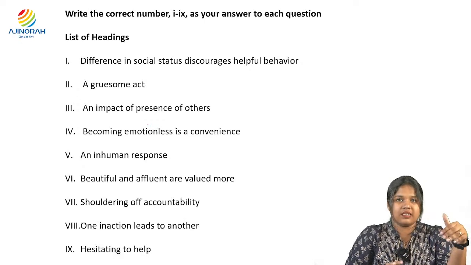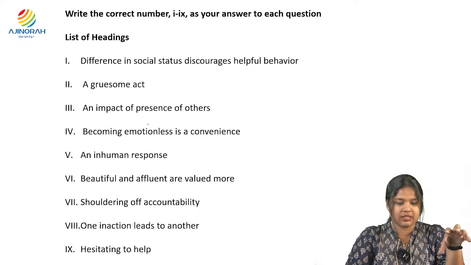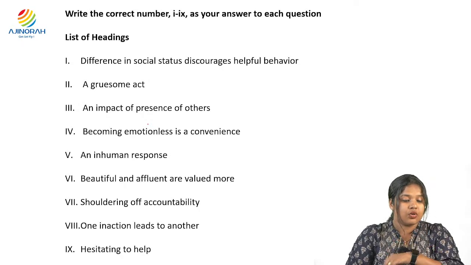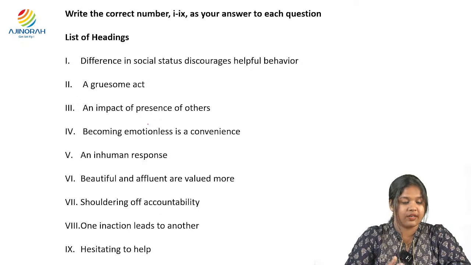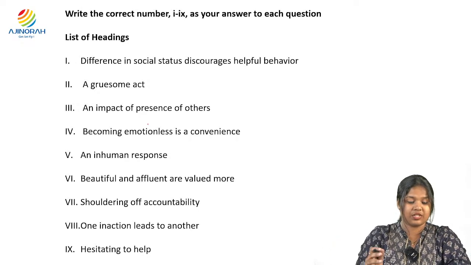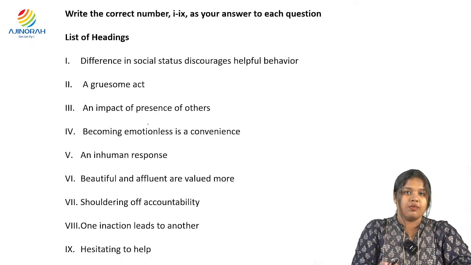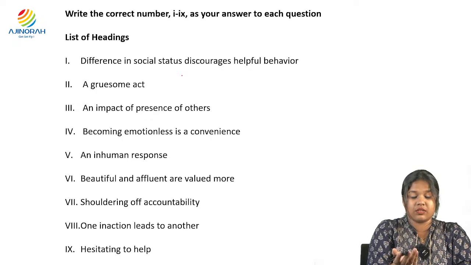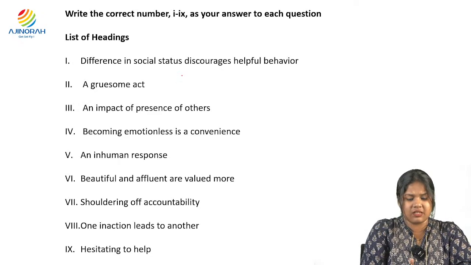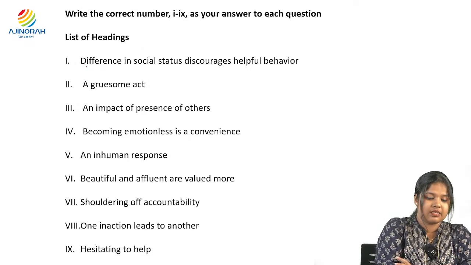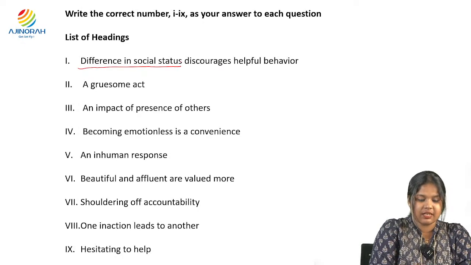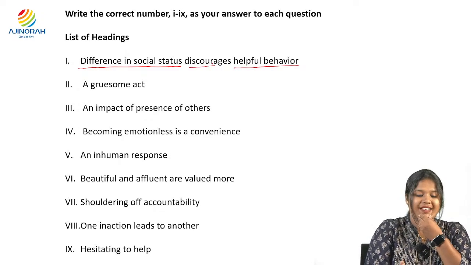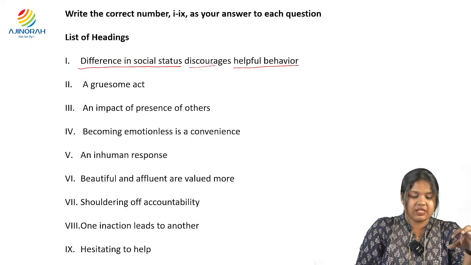These are the list of headings that we have to solve in this exercise. The first strategy is, we have to read all the headings and then go into the passage. So we'll do this one. The first heading is, difference in social status discourages helpful behavior. So what can be the keywords in this heading? Yes, that is difference in social status and then helpful behavior. I think all these are important. So these are the keywords for the first heading.